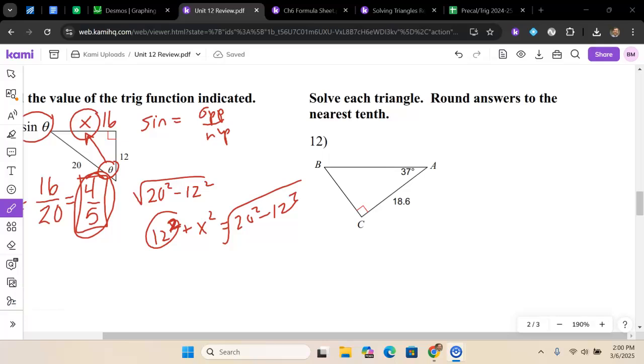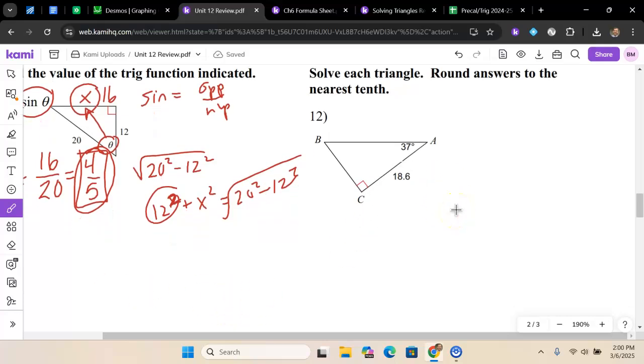Okay, in this video we're going to continue on with the Unit 12 review. This video is all about solving triangles. The first one is a right triangle. If you have a right triangle, you can use Pythagorean theorem and SOHCAHTOA to find everything. Anytime you're asked to solve a triangle, that means find every angle and every side length.